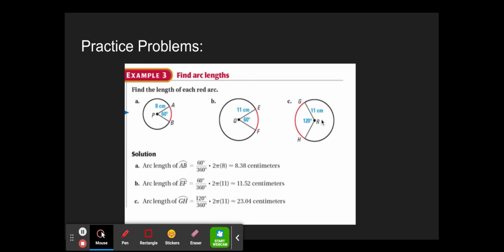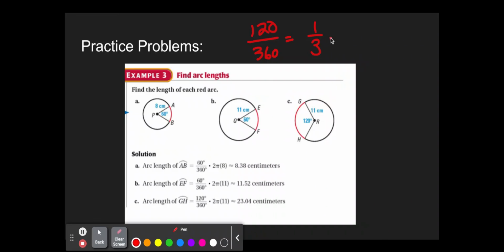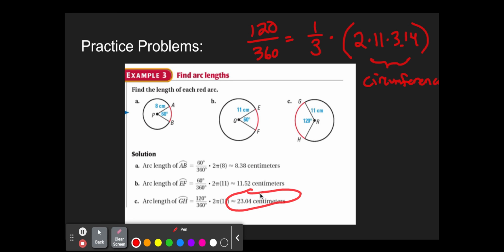Let's just focus on C right here. What we're going to do is say, I've got 120 out of 360. That's 1/3. I'm going to take that 1/3 and multiply it by, if I'm looking for the arc length, the circumference. So 2 times the radius of 11 times 3.14. Whatever that total is, that's my total circumference. And then I'll take 1/3 of it to get my answer. It's a very repeatable process.